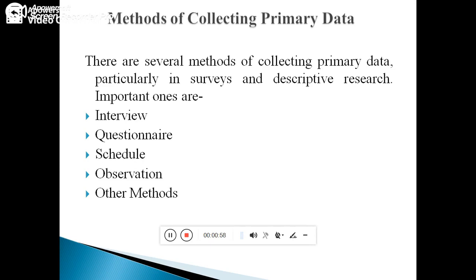Next is the schedule. Schedule is also a type of interview. In a schedule, the questions to be asked to the interviewee are described in a specific format, and those particular questions are asked and their answers obtained. Next is observation. The researcher gets his observations on the specific topic in terms of interview, questionnaire, or any other related material.